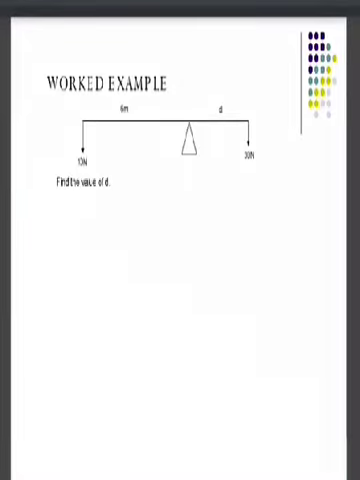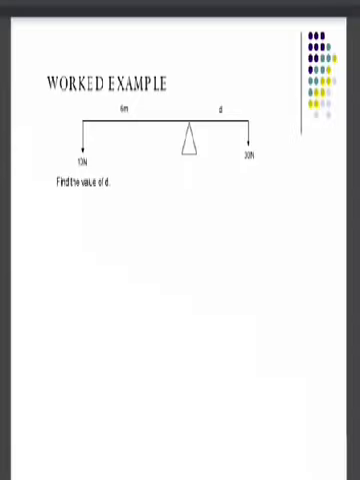So we studied the principle of levers, that is, in equilibrium clockwise moment is equal to anti-clockwise moment. Now this is the sum given. The triangle is nothing but the fulcrum. On the LHS you have 10 Newton which is at 6 meter from the fulcrum, and on the RHS you have 30 Newton, its distance is d from the fulcrum. They have asked you to find the value of d.